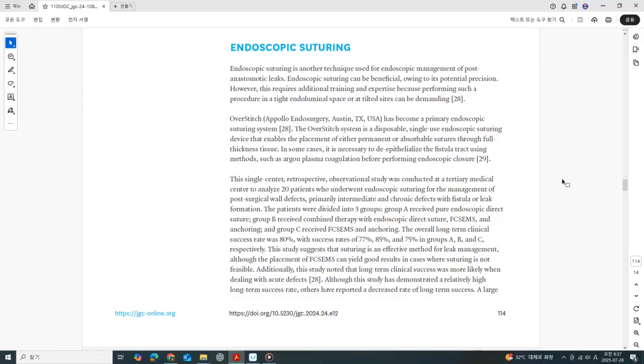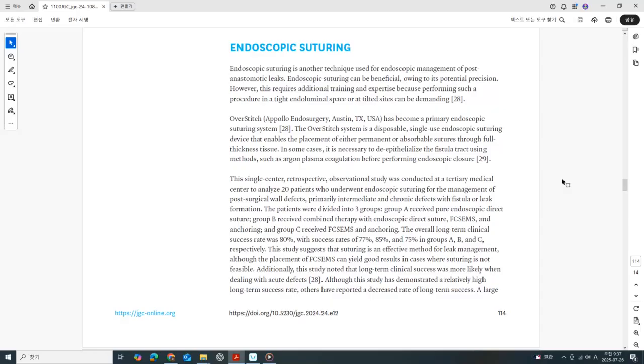How successful is it? The data is a bit mixed, or maybe evolving. One study showed a good long-term success rate, around 80% overall, maybe 77% with just suturing, even higher if combined with other methods. Okay, that sounds pretty good. But then other studies found that while they could achieve 100% closure immediately after the procedure, only about 40% of those closures held up long-term. Ah, so durability can be an issue.